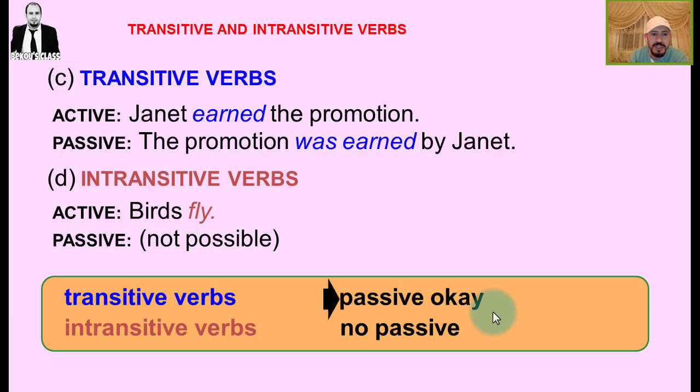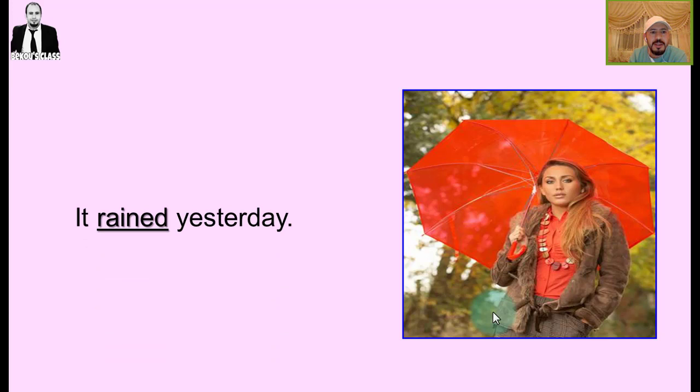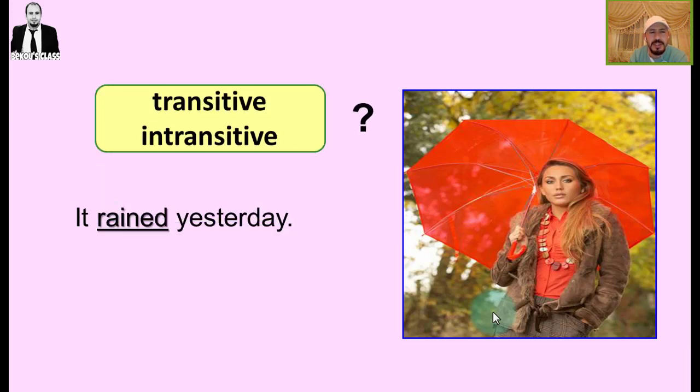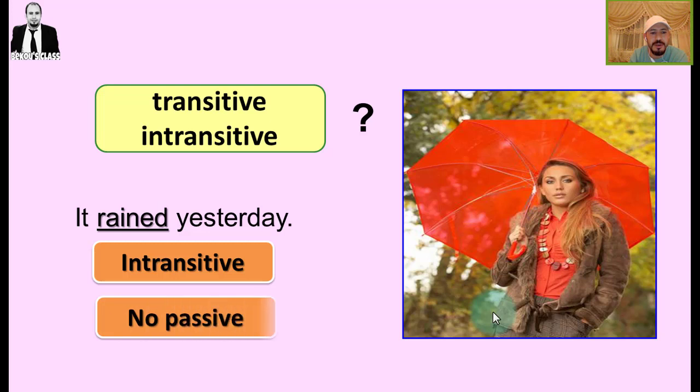Okay, so with a transitive verb, passive, okay. With an intransitive verb, no passive. Okay, let's see some examples about this. It rained yesterday. It rained yesterday. So is it transitive or intransitive? Think about it. Yesterday, is it an object? No, this verb is intransitive, so no passive. This should not be put in the passive.